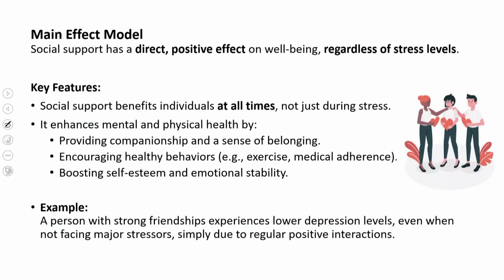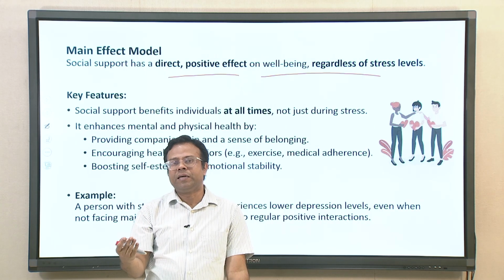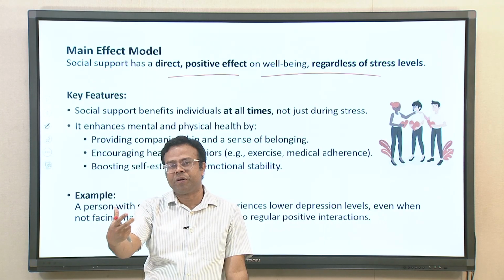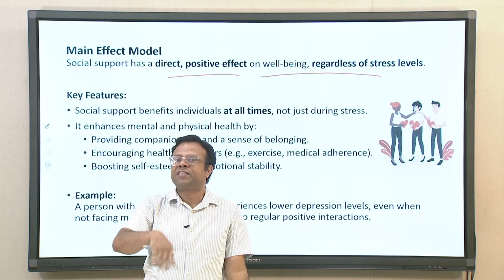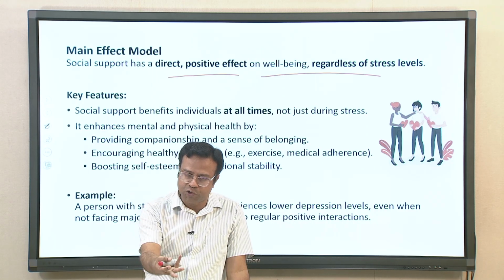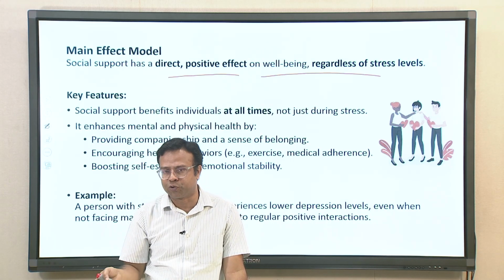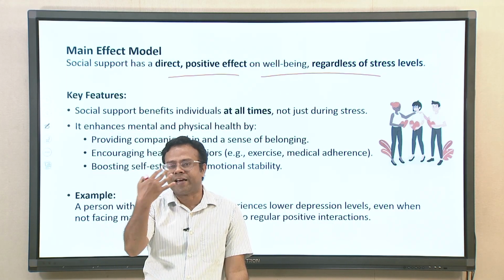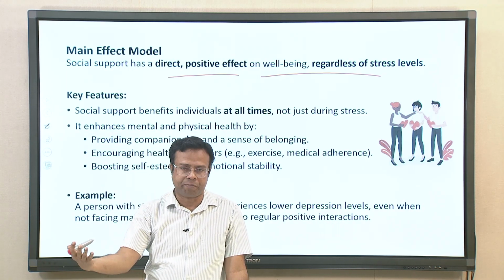So, the main effect model says social support has a direct positive effect on well-being regardless of the stress level. The main effect model says social support is positive all the time, it has a positive impact on the well-being of people all the time, not necessarily only during stressful or crisis situations. Whether you are in a crisis situation, a difficult situation, or a normal situation, regardless of the situation, social support has a direct positive effect on the well-being of people.